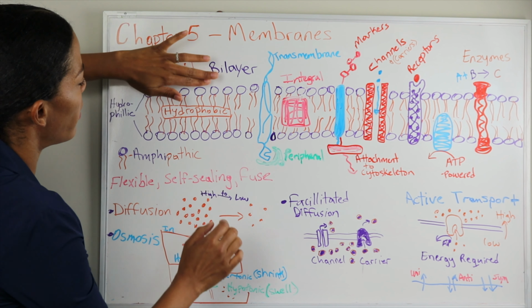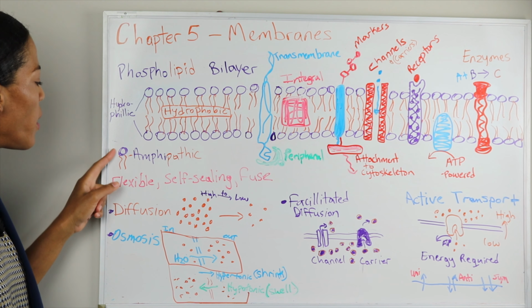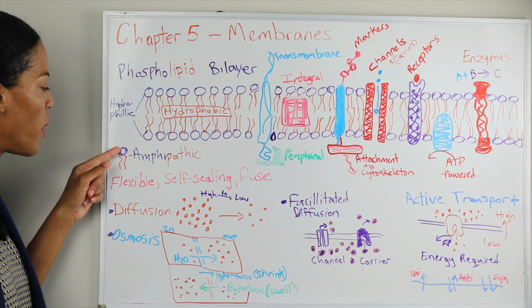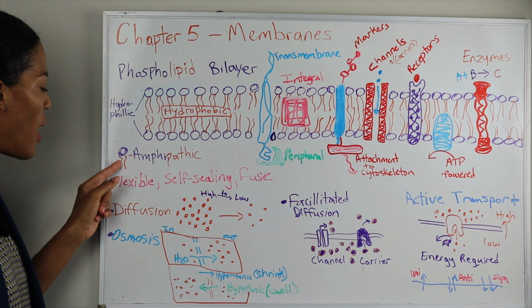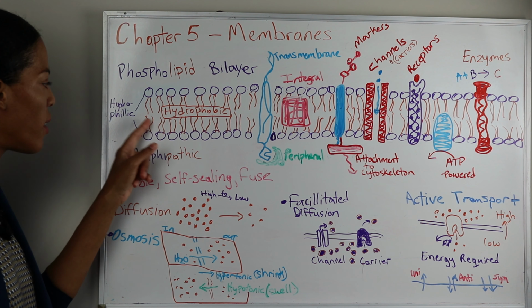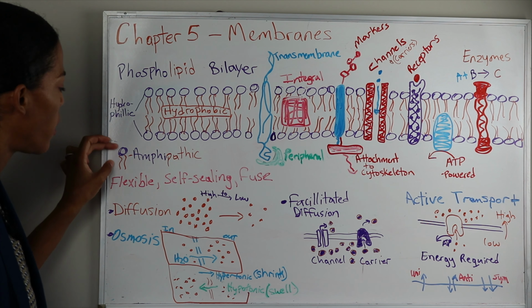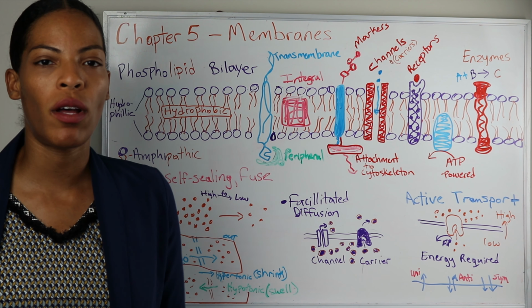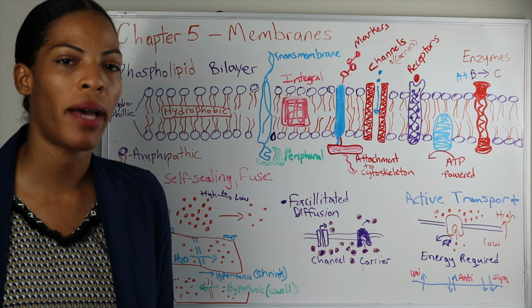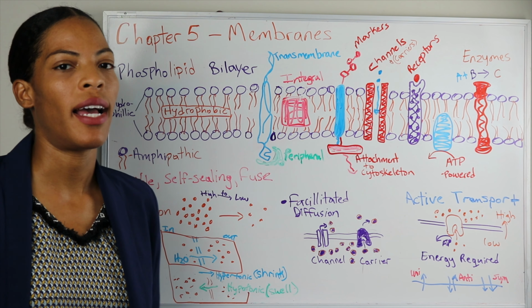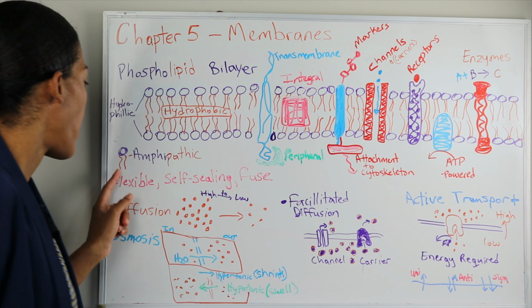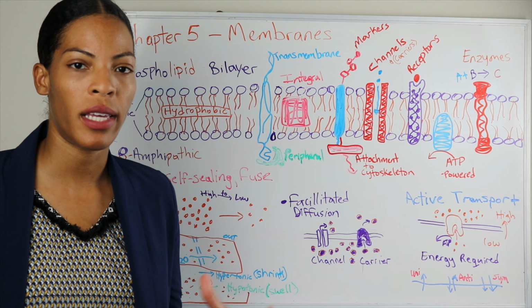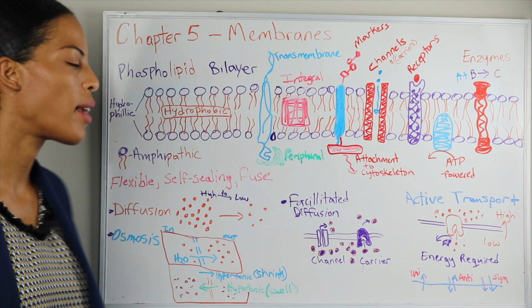Now, because the phospholipid has the phosphate group that is hydrophilic, and the lipid portion, the fatty acid tails, that are hydrophobic, this molecule has both hydrophobic and hydrophilic parts to it. And so this molecule is considered as an amphipathic molecule, meaning that it has both hydrophobic and hydrophilic portions on the same molecule.